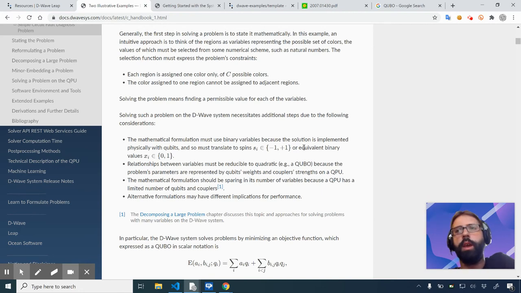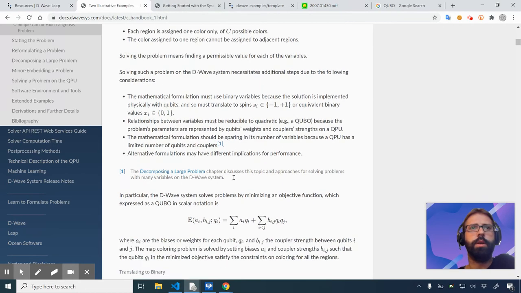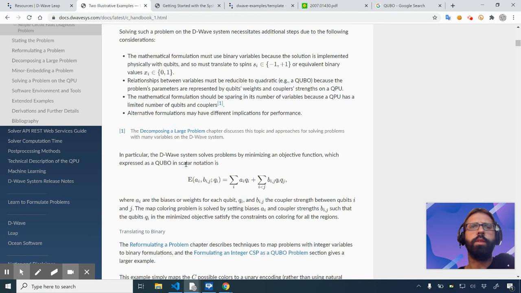And then to mark the adjacency constraints, you want to have quadratic terms. Okay, these I'm not fully sure about. In particular, the D-Wave system solves problems by minimizing an objective function, which expresses a QUBO in scalar notation, where a_i are the biases or weights for each qubit q_i, and b_ij the coupling strengths between qubits.